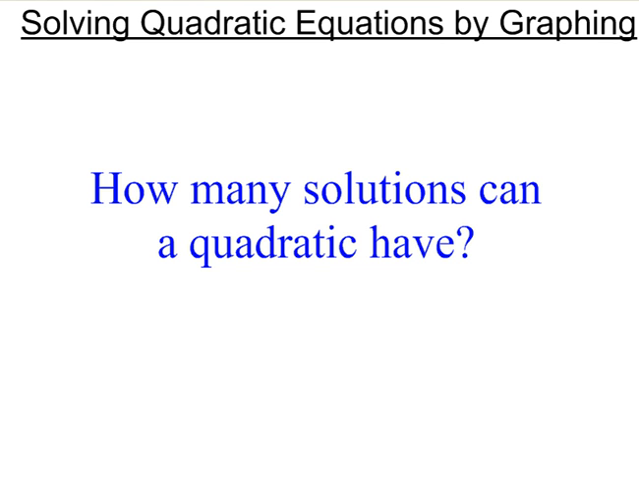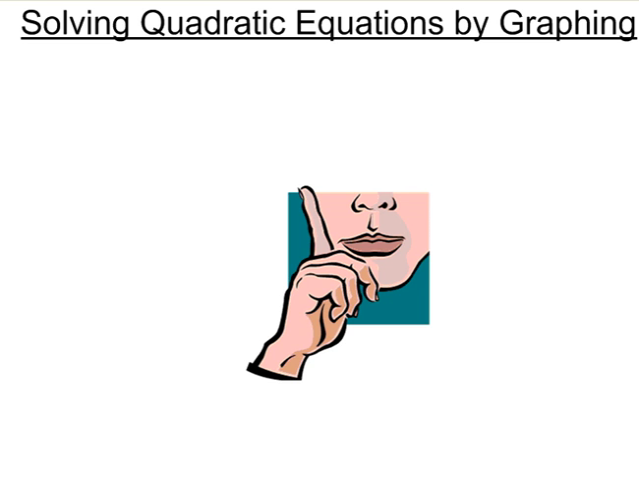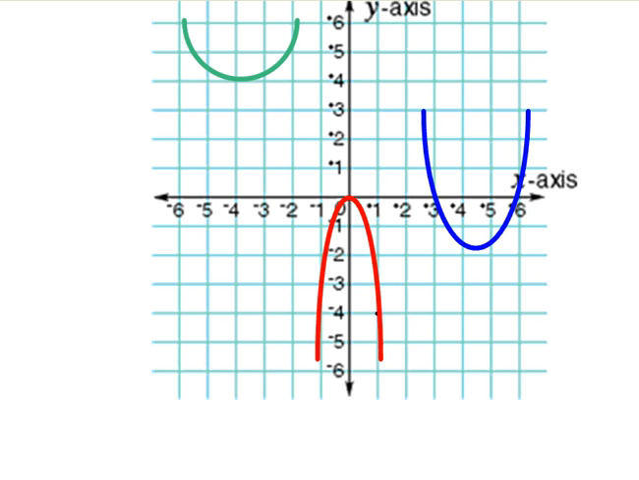Solving quadratic equations by graphing. So when we have to do that, we have to think about how many solutions a quadratic can have. Let's think back to the shape of a quadratic. A quadratic is a parabola, and it can cross the x-axis in two places, so it's possible to have two solutions. It can touch the x-axis, so it could have one solution, or it may not touch the x-axis at all and have no solution.